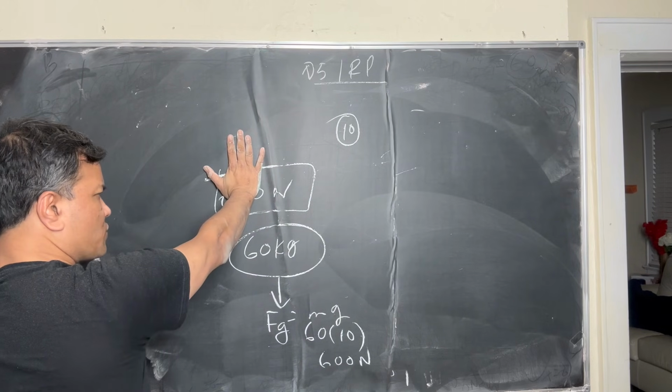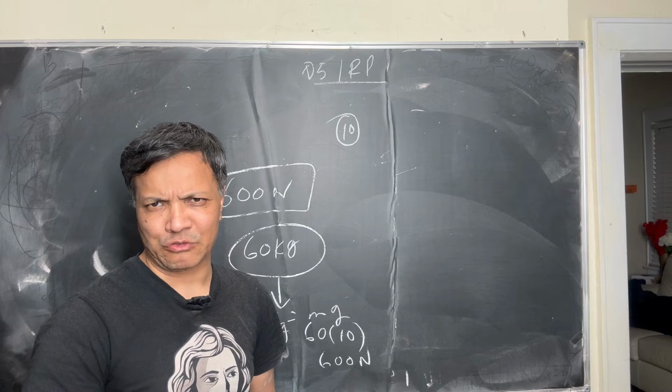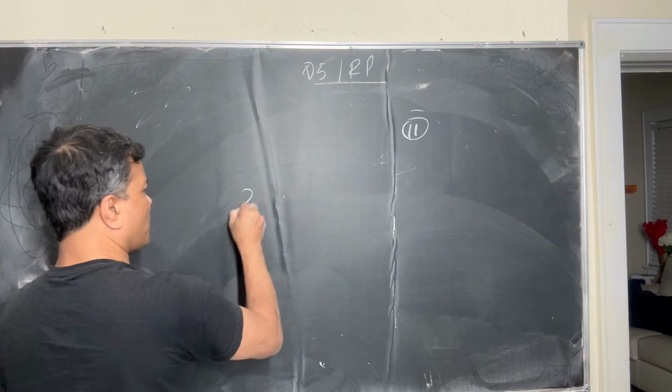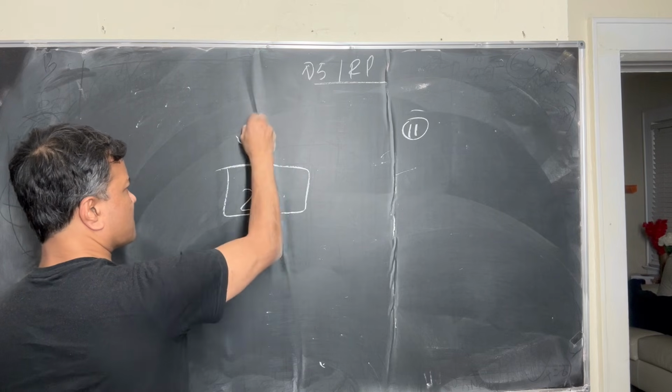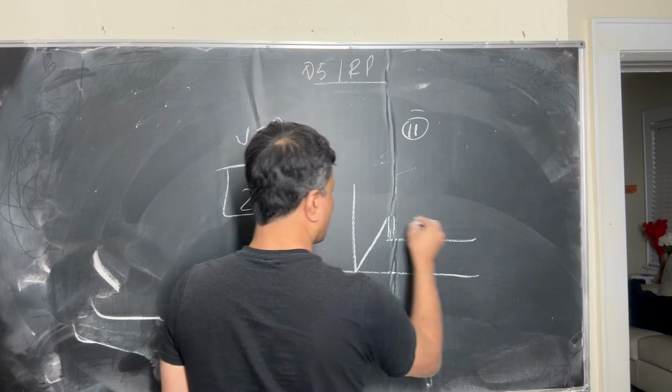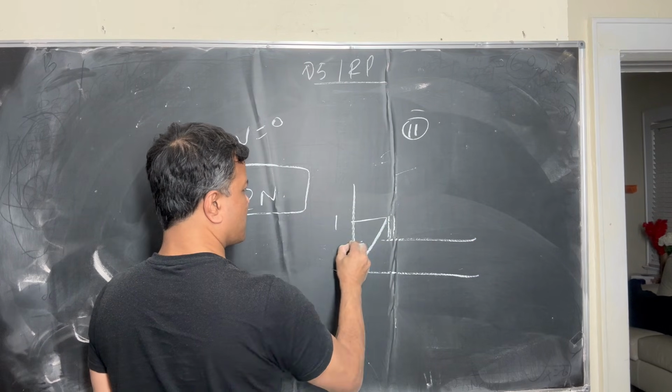I push this board with 200 Newton. Board applied 200 Newton to me. Equal in magnitude, opposite in direction. Problem 11, 2 Newton box is resting. Friction graph is given. Some information is given.